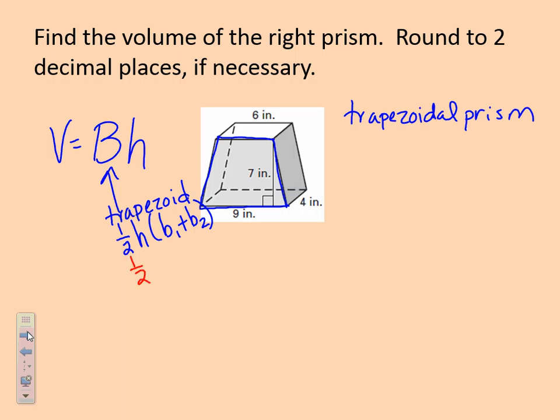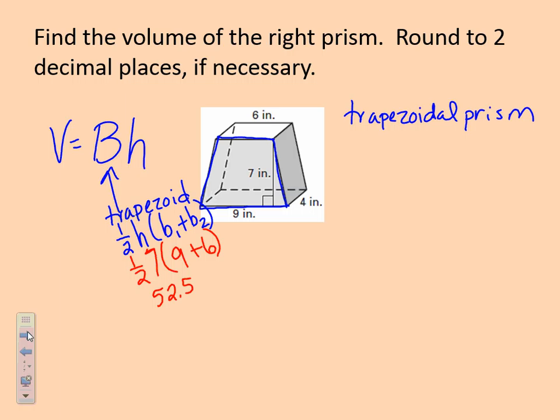1/2. What's the height of the trapezoid? 7, according to the picture. What's the base of the trapezoid? 9. What's the other base of the trapezoid? 6 at the top up there. And this is what I use to calculate the area of that trapezoid face there. I need the area because I need to multiply it by how tall it is to find that volume. So I'll type in my calculator 0.5 times 7 times 9 plus 6 would be 15. And I get an area for that base of 52.5.